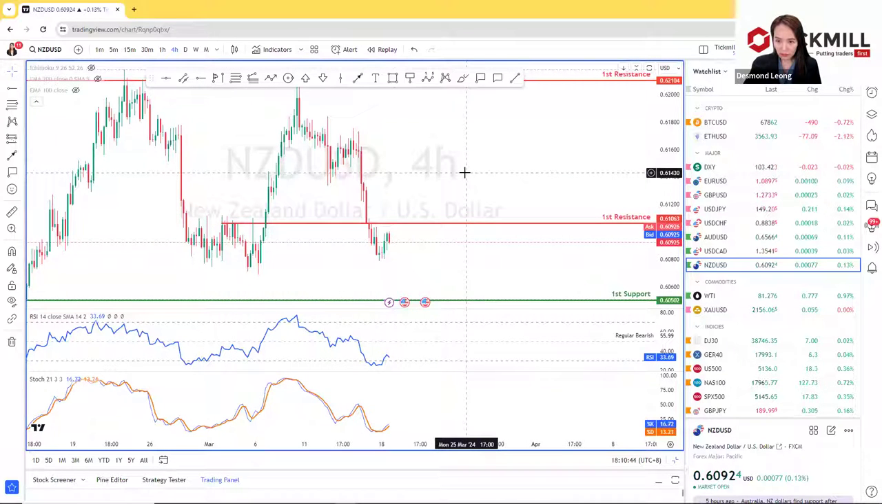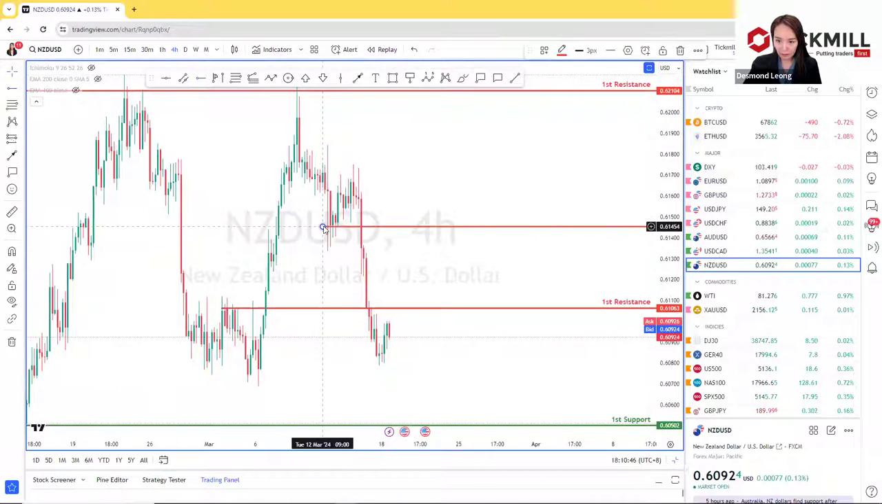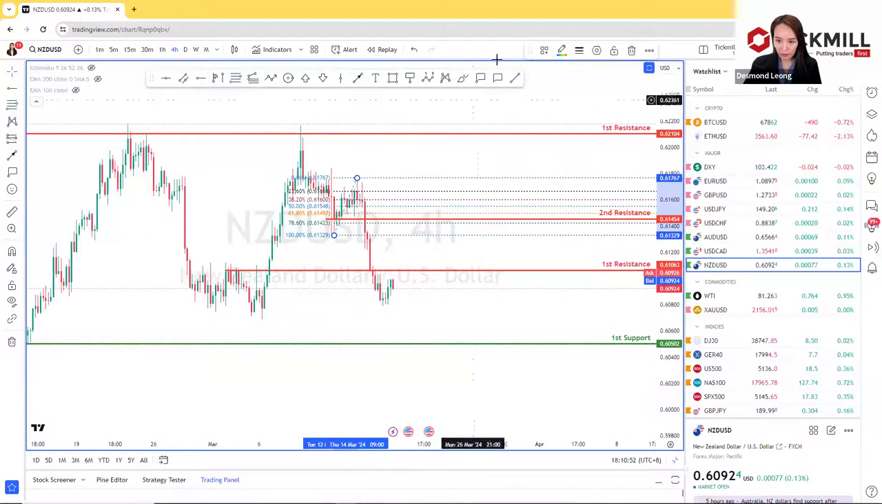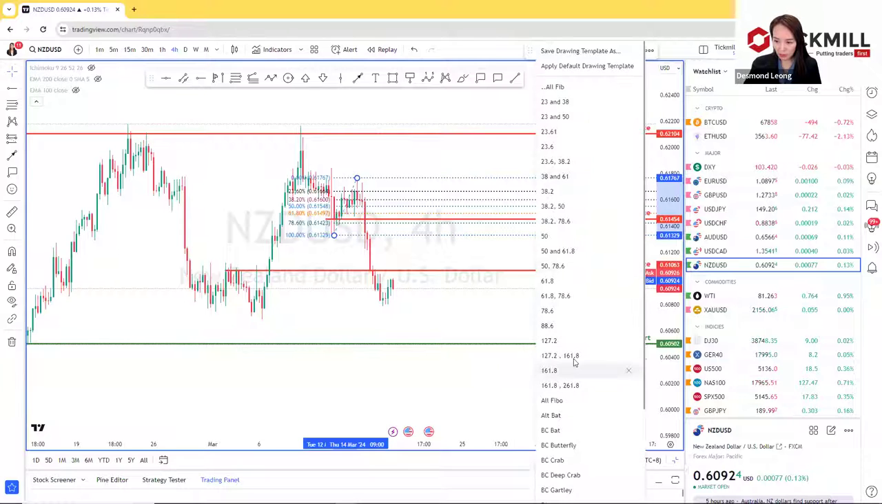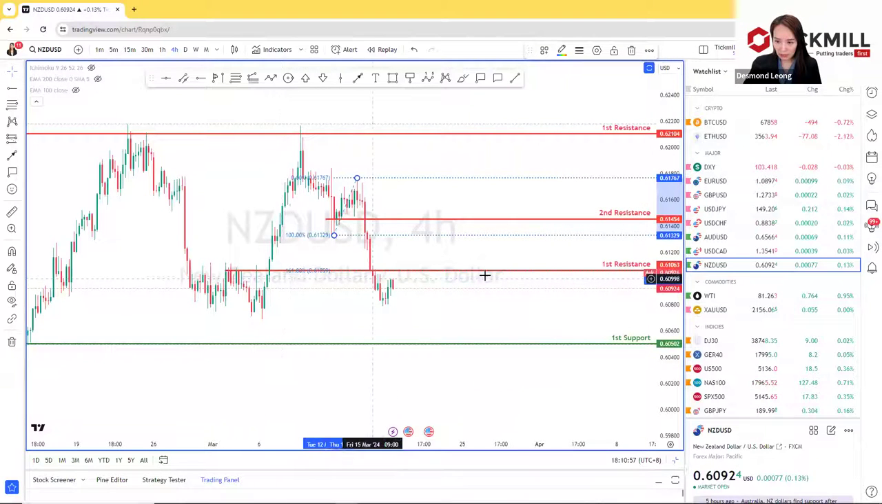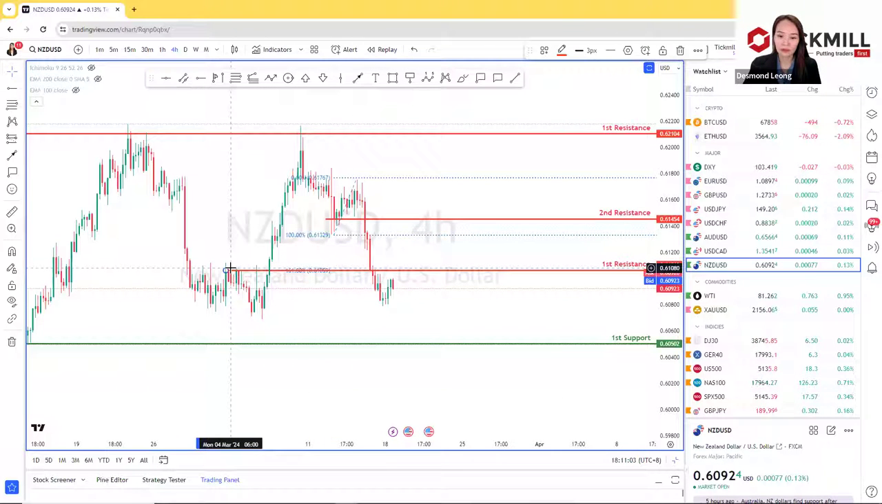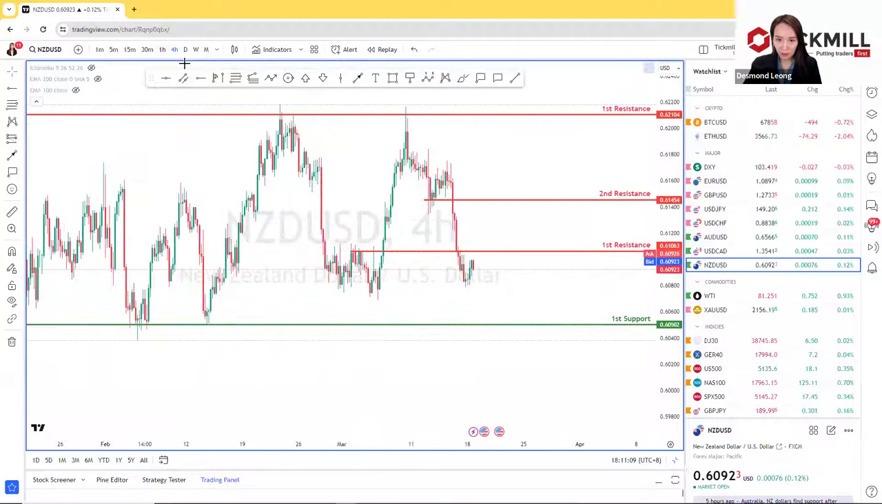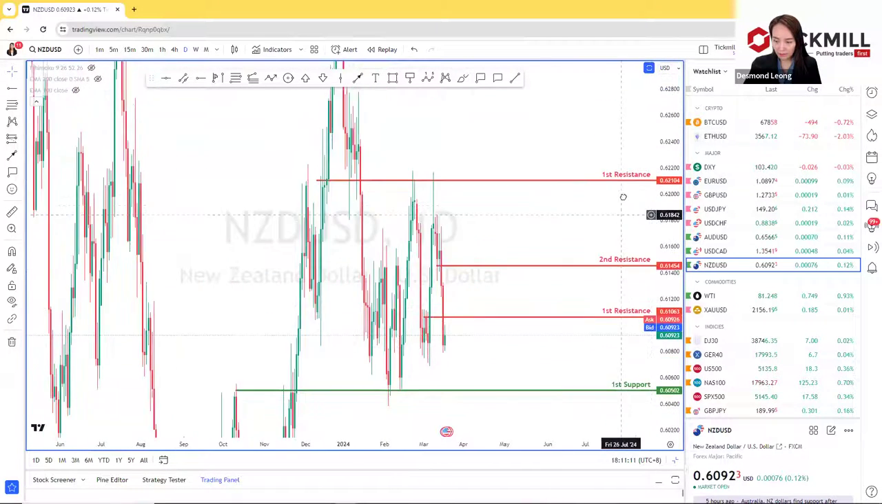First resistance, second resistance, right here. I think they already triggered 161.8, so the extension is already done. You can see it here. This one used to be a pullback support, but price broke below, so now it becomes the resistance level.